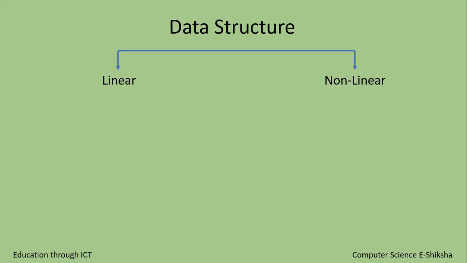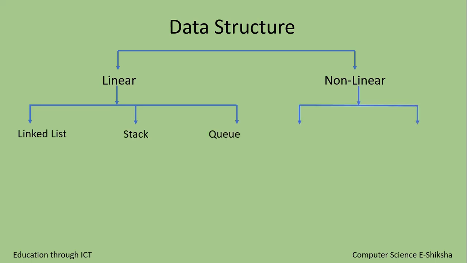In this linear data structure, we are going to concentrate on three basic data structures: linked list, stack and queue. And in non-linear data structure, we have trees and graph.